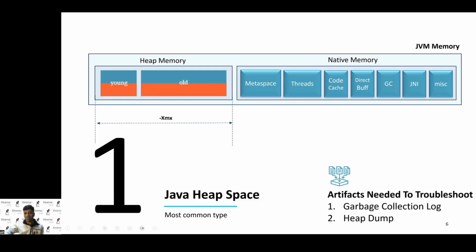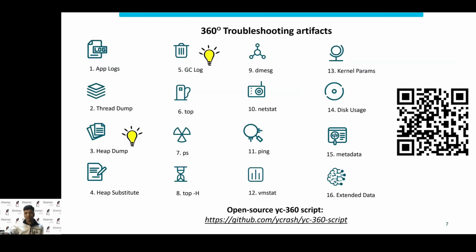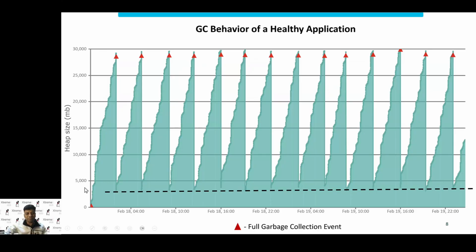Why do you need the garbage collection log? Friends, let me show you why. This is the garbage collection behavior of a healthy application. Why do I say healthy application? You can see the memory is building up. When a full garbage collection ran, the memory dropped all the way to the bottom. You can see once again the memory is building up and when the full garbage collection ran, the memory is dropping all the way to the bottom. You can see this beautiful sawtooth pattern. The memory is going up and down, right? If I try to draw a line connecting all the bottom points, this is going at kind of 0 degrees.